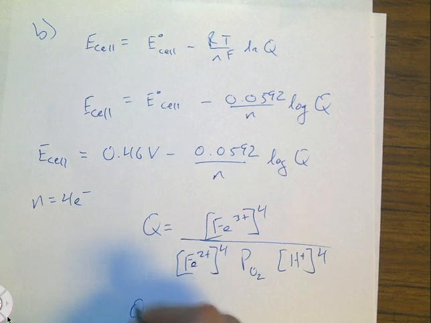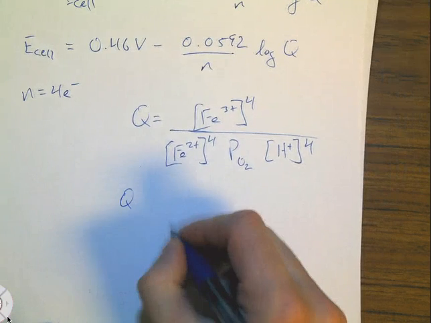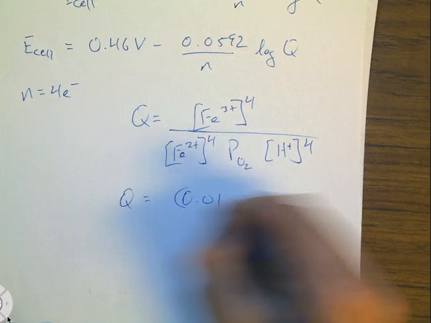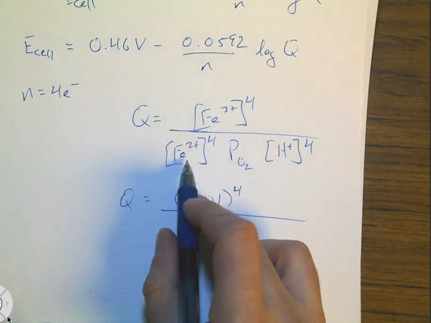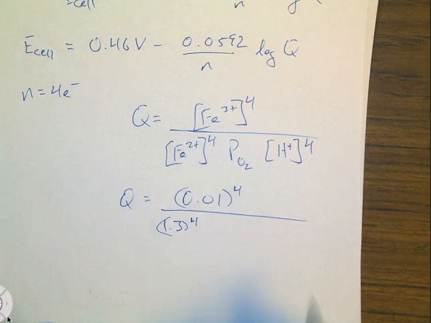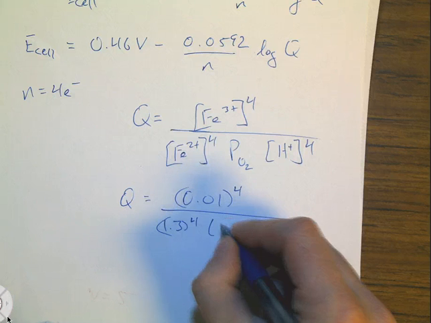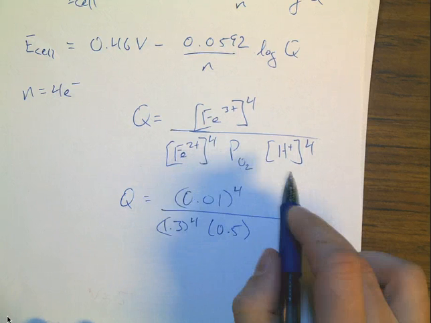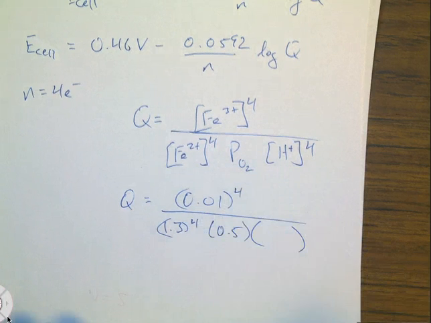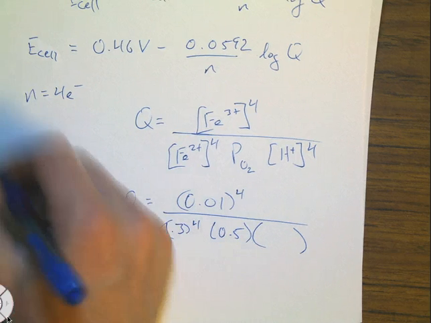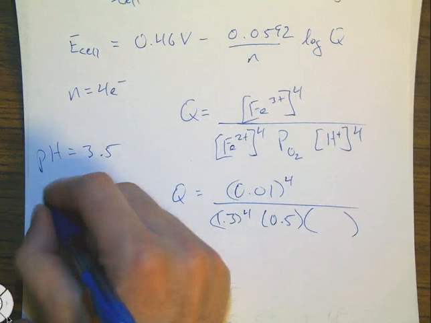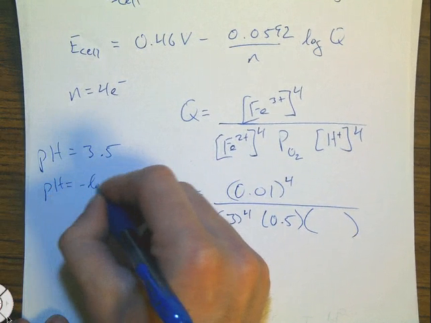You know, for Q, they give you the molarity for Fe2+. The molarity for Fe2+ is 0.01, so we're going to take that to the power of 4. For Fe3+ they tell you it's 1.3, to the power of 4. Pressure of oxygen they give you, it's 0.5 atmospheres. Concentration of hydrogen, they don't actually give you the concentration of hydrogen. We have to figure that out. They do, however, give you the pH. The pH is 3.5. Remember that pH is equal to the negative log of hydrogen ion concentration.